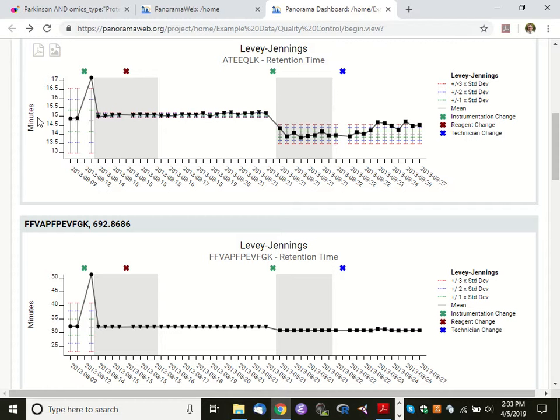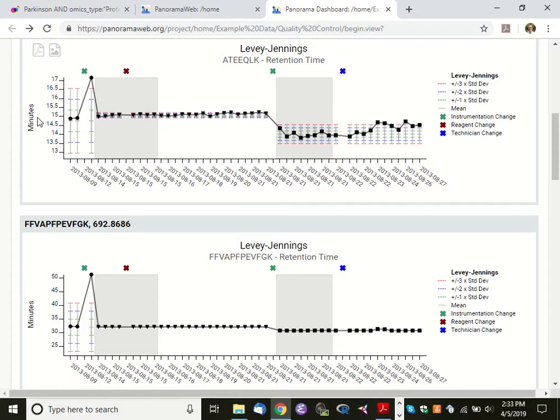Now, we can look into the files and find out exactly how long they are. Typical experiments are like an hour or 90 minutes or 2 hours, something like that. So the peptide ATEEQLK is coming off at about 15 minutes. So think about what we learned about chromatography this morning.